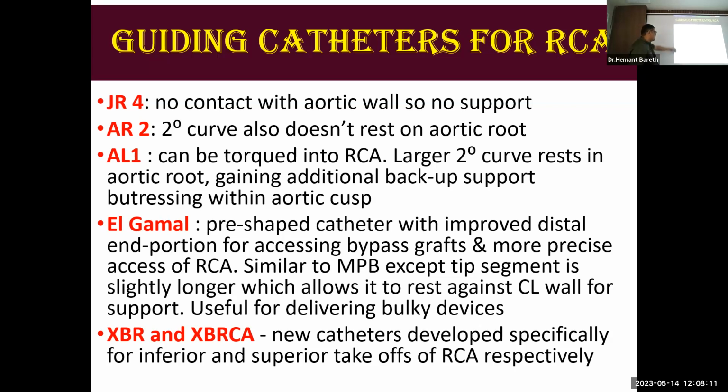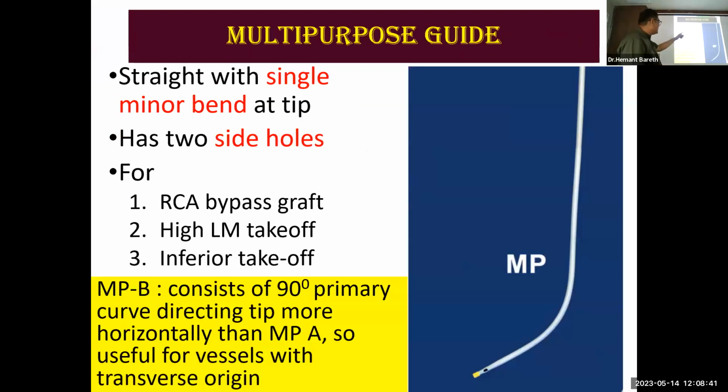Then there is something called the Al-Gamal catheter also, and I will not go into it because they are not commonly available. But they are shaped so much that they use this whole thing very well to take support. The secondary curve is like this, so it gives you a lot of support. And maybe I will show you the image. And then there is also something called the XBRC catheter, which is like the XB of the left side, not very common, but rarely you can make them available. But this is an interesting guide which I wanted to discuss with you.